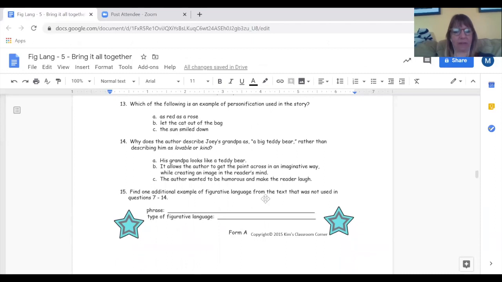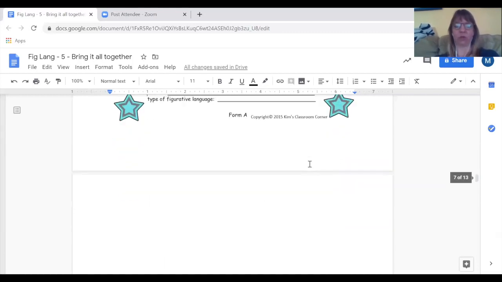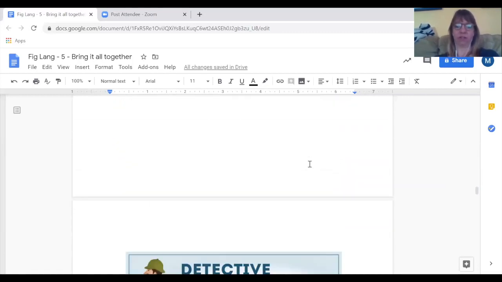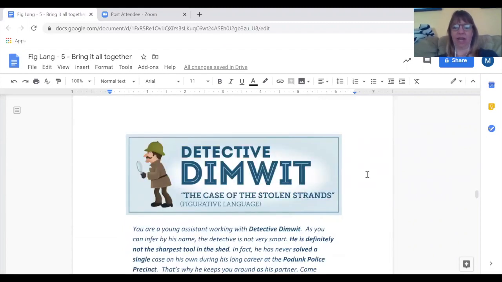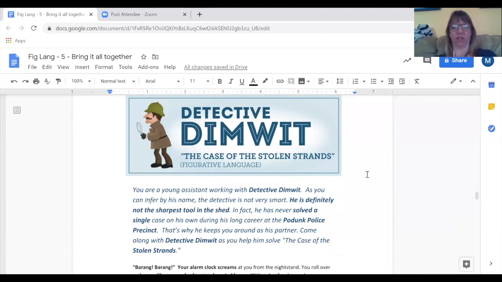All right, if you want to go back at some point and find an example of figurative language from the story that was not used in questions 7 through 14, you are more than welcome to. All right, so this wraps up basically our lesson on figurative language this week. I do have one more story here that I am going to share with you. It's called Detective Dimwit. And I'm just going to slowly move this so that at some point you can go back and read and see if you can't identify the figurative language that is in bold. Is it an alliteration? Is it a simile, a metaphor? So this is Detective Dimwit.